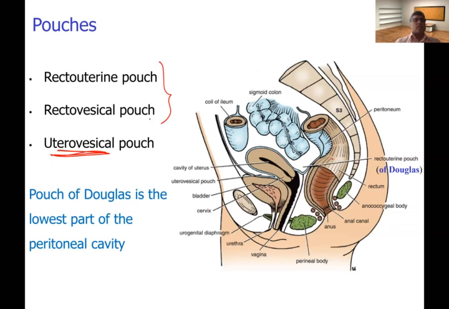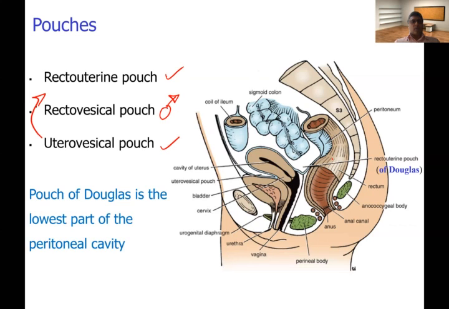In a female, you get rectouterine and uterovesical pouches. I have written it in the opposite direction. Okay, so in a female, you get rectouterine and uterovesical pouches. In a male, you get rectovesical pouch. So that is the confusion. I should have written it in that direction.